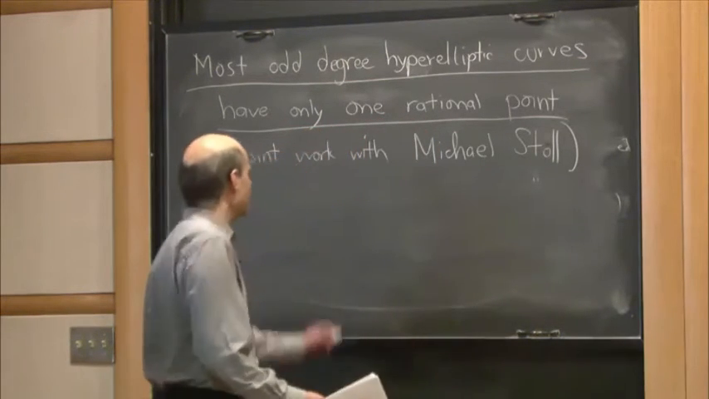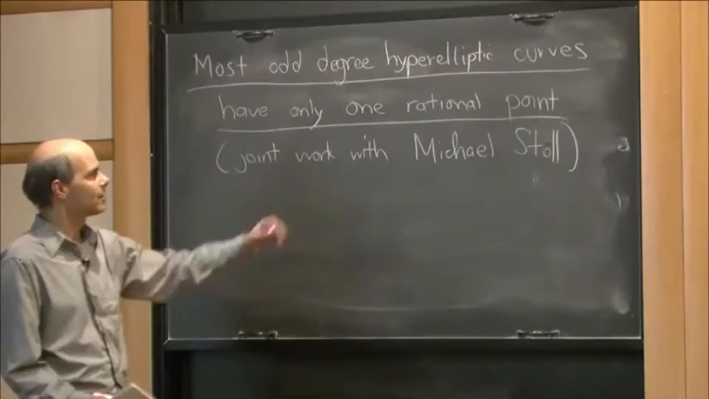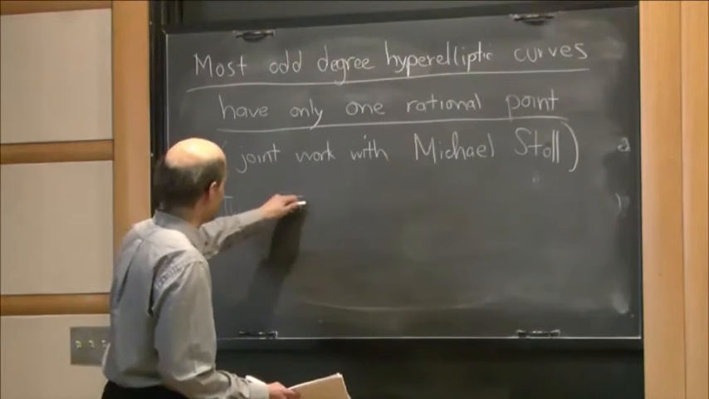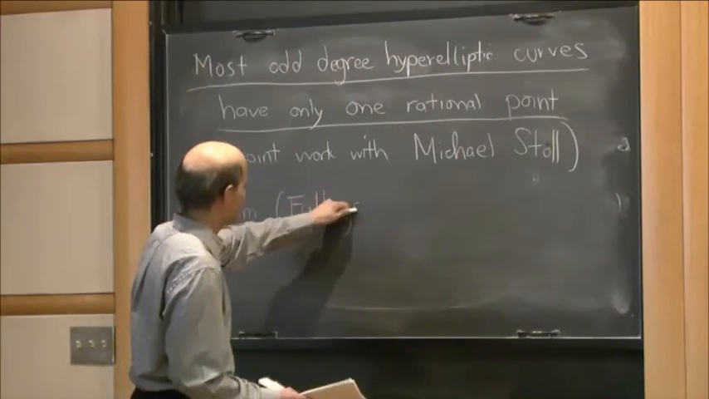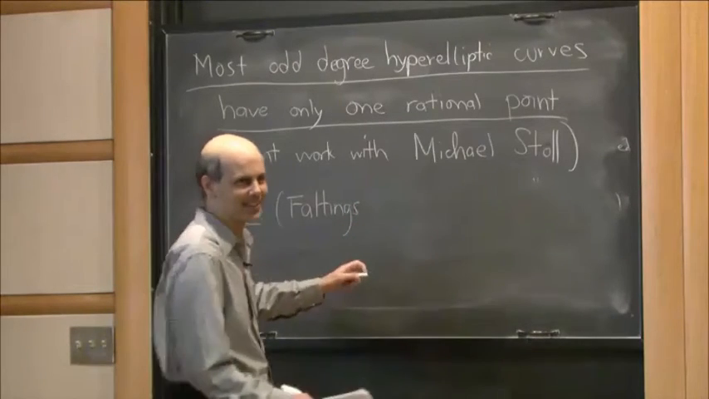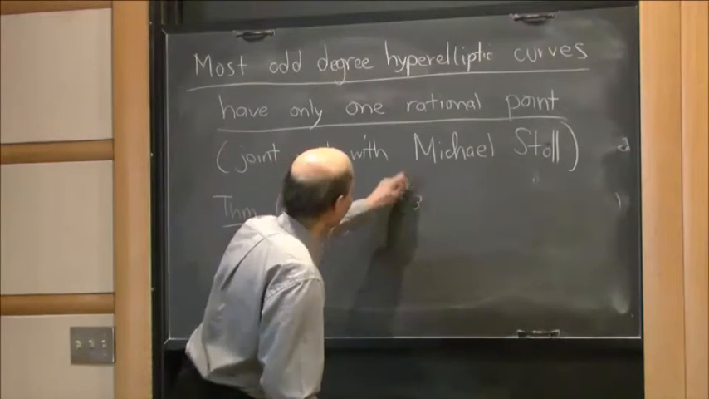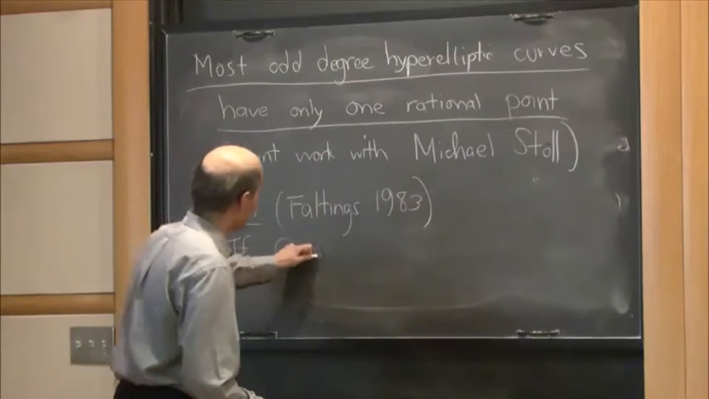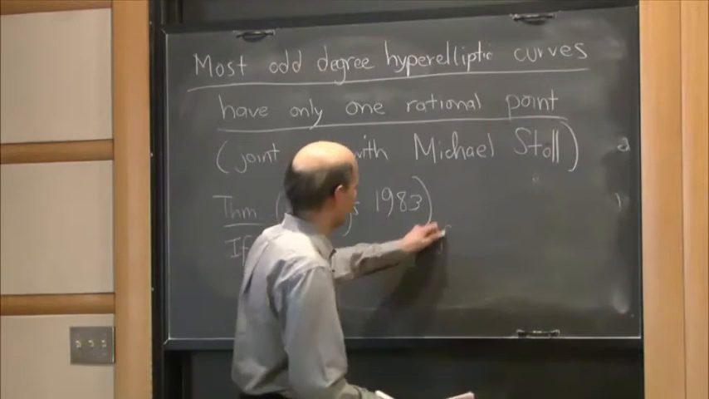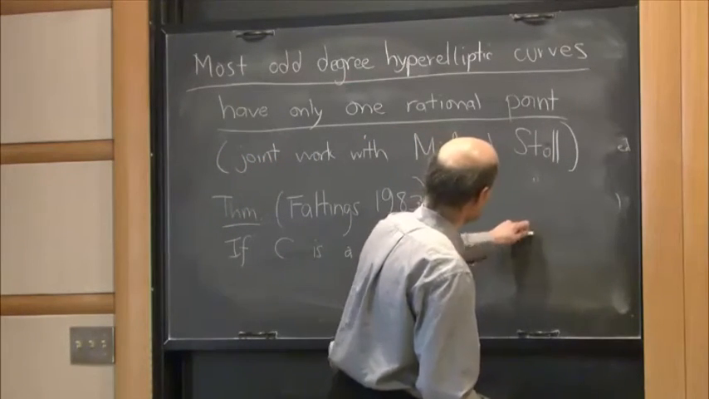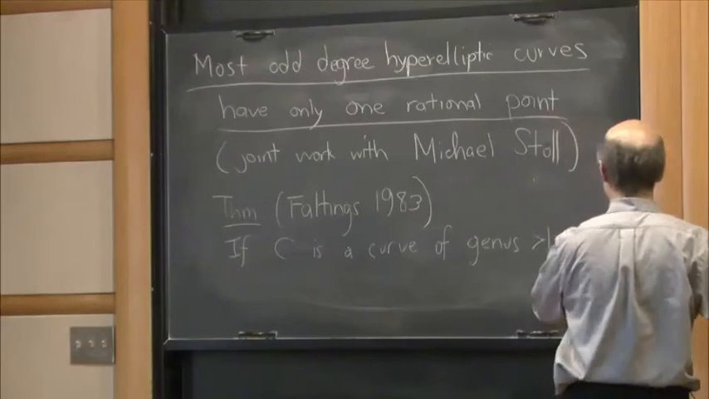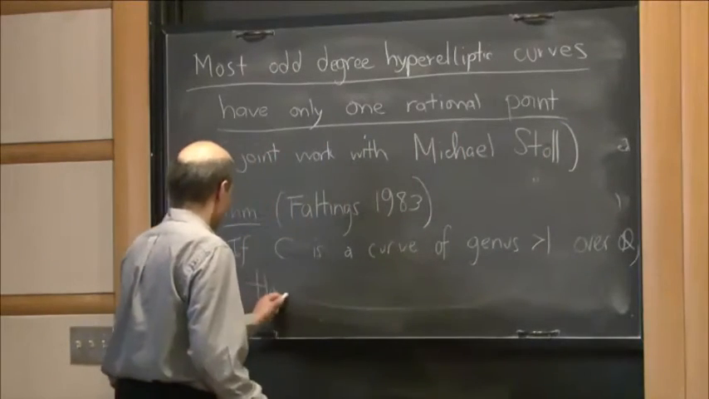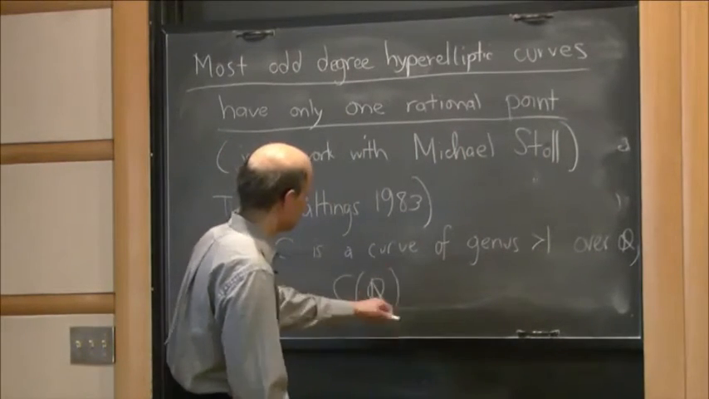Everything I talk about will be joint work with Michael Stoll. So let me start with the theorem of Faltings. Well, I guess this is not joint work with Michael Stoll. But I think you all know this. If C is a curve of genus greater than 1 over Q or over a number field, well, I'll talk about Q for this talk, then the set of rational points on the curve is finite.